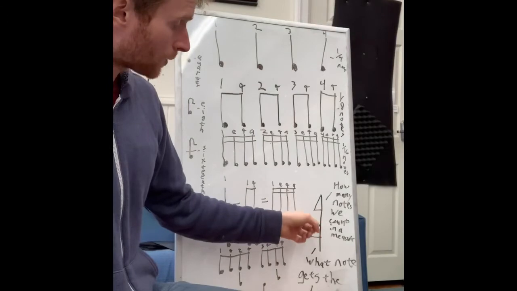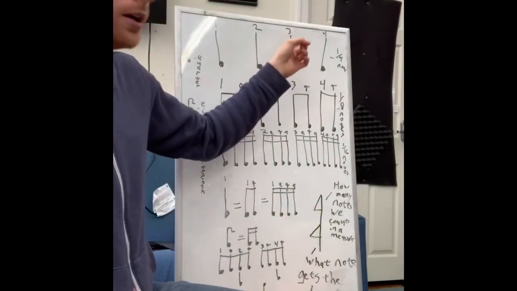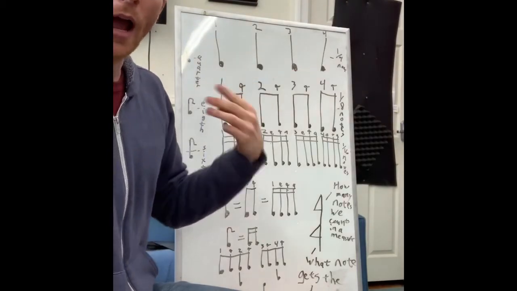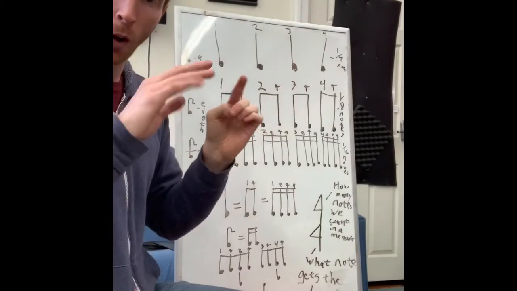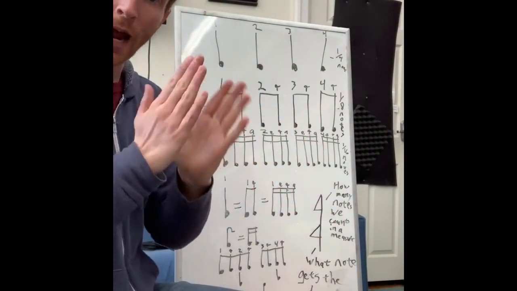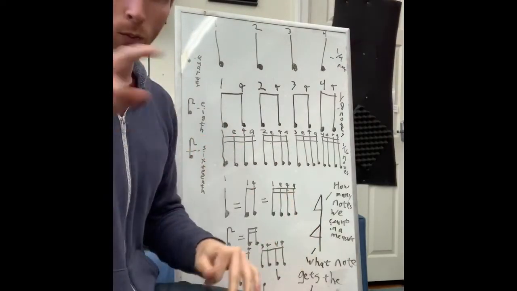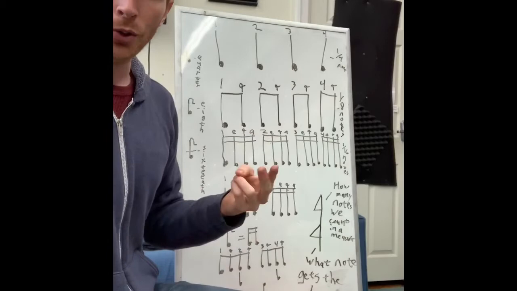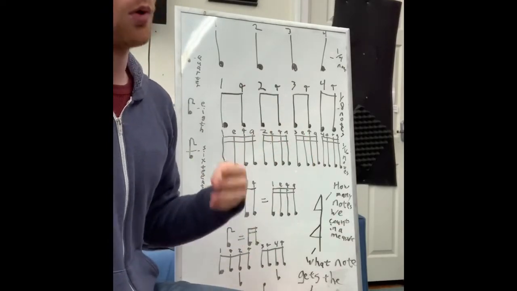So 4/4 means we're counting 4 quarter notes, right? We have 1, 2, 3, 4, and that's what makes up a measure. And a measure is a group of notes that are played before we repeat. All right, so within our time signature, 4/4 means that we play 4 quarter notes and then we start counting again. 1, 2, 3, 4, 1, 2, 3, 4, 1, right?